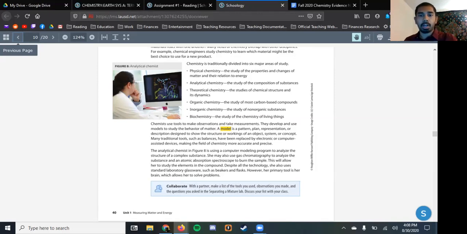Organic chemistry is the study of carbon-based compounds, and you'd be surprised at the amount of stuff that means. You have inorganic chemistry, which is everything organic chemistry isn't, and biochem, which is focused on living things.